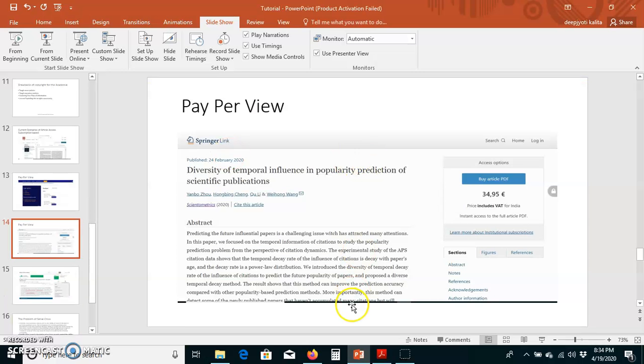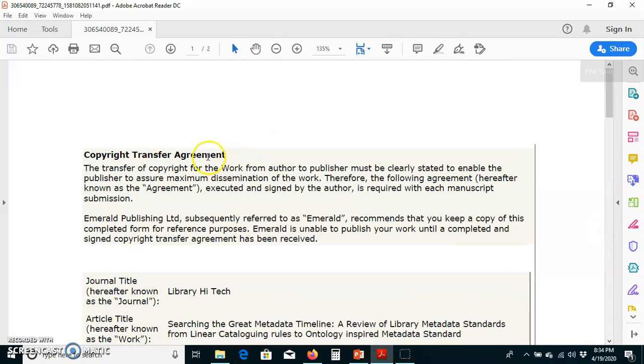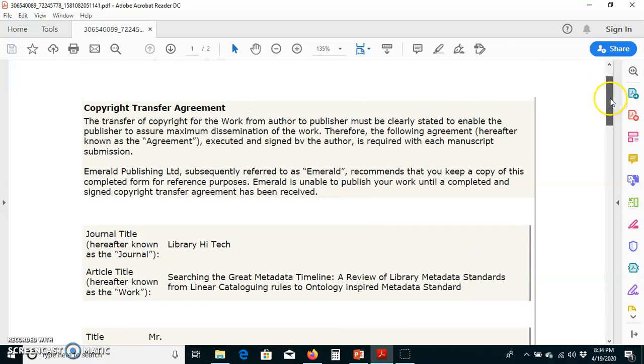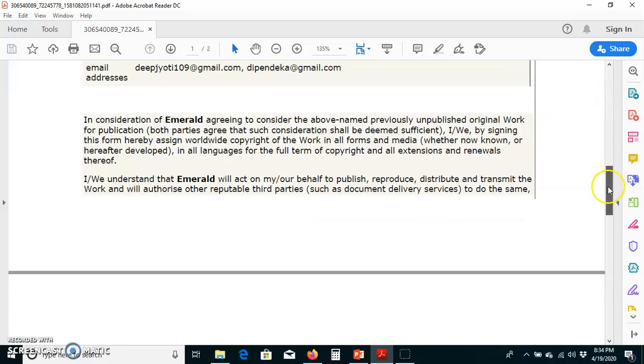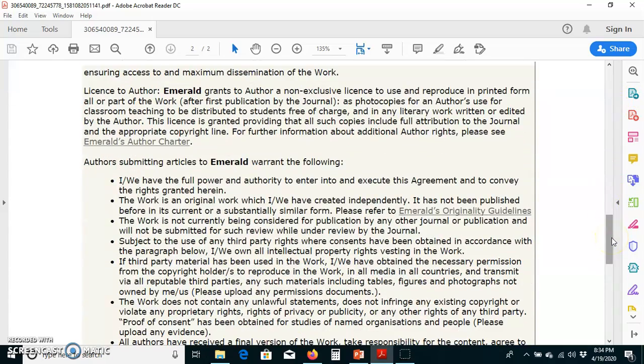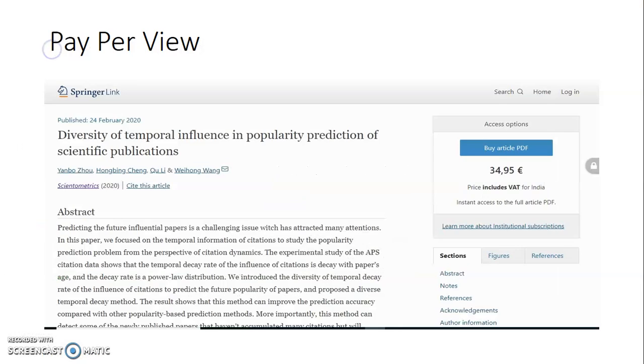For example, whenever you publish an article, you have to sign an agreement called a copyright transfer agreement to the publisher. If as an author you write a research article, before publication you have to sign this copyright transfer agreement, and in this agreement you give some rights to the publisher, where the publisher can make money based on your own research. That means as a researcher you use your mind, you use your time, but ultimately the publisher will make money based on your research.